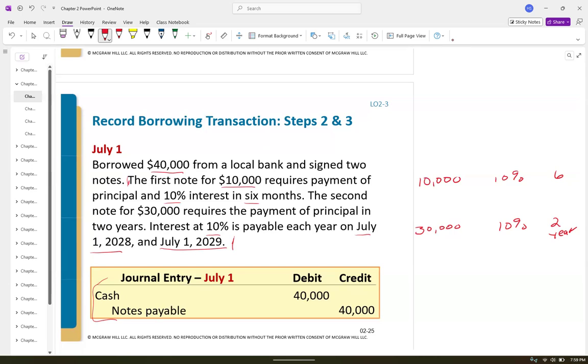Okay? Don't get too confused when they give you this long transaction and you're thinking you got to do something with all those numbers. You don't have to do anything with all those numbers. The only thing that is happening right now on July 1st is you're borrowing $40,000 in cash.